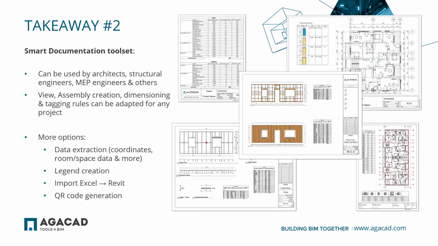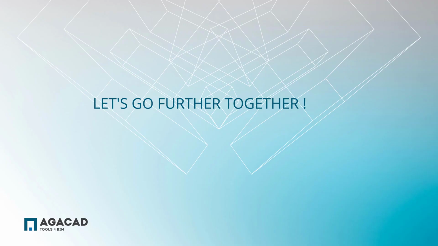And what I have shown you today is just a small part of what smart documentation can do. The software can be used by any Revit users, architects, structural or MEP engineers, or others, because all the view creation, dimensioning, tagging rules can be created according to specific needs, adapted to families that you use. And there's even more that I didn't cover in this webinar. Smart documentation also has data extraction, legend creation, Excel import to Revit, and also QR code generation.